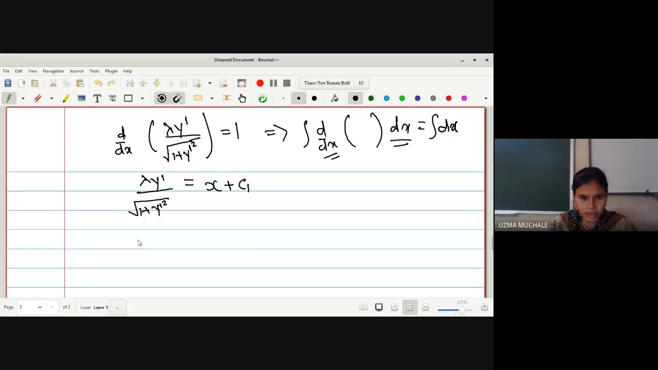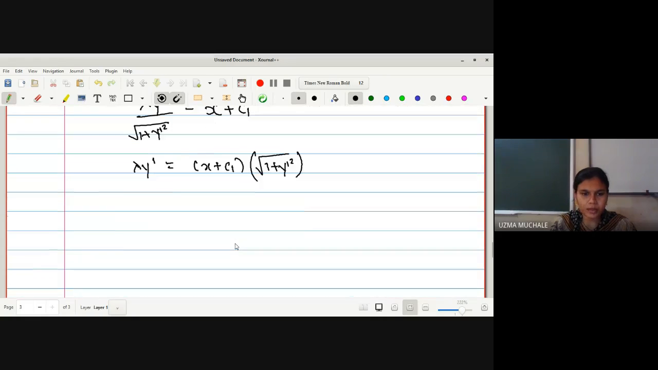What is the next step? It will be lambda y dash is equal to x plus c1 under root of 1 plus y dash square. Now let me square on both sides. Lambda square y dash square is equal to x plus c1 whole square, and the square of this root term will be simply 1 plus y dash square.